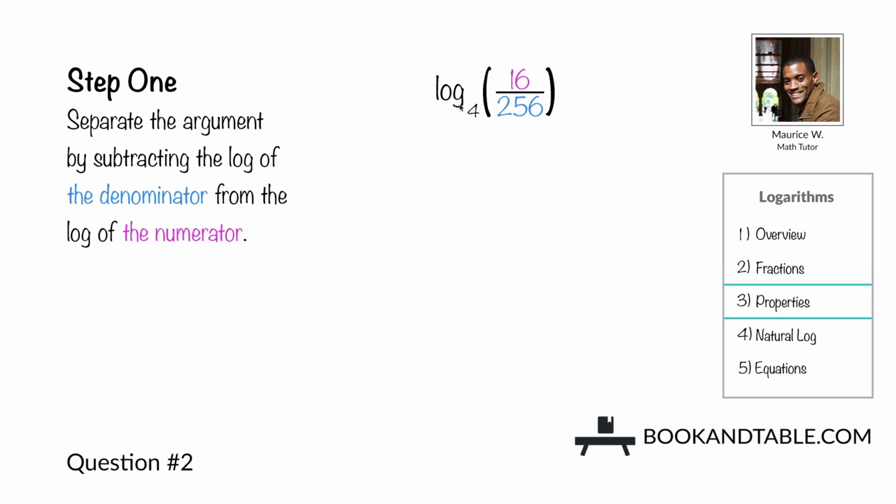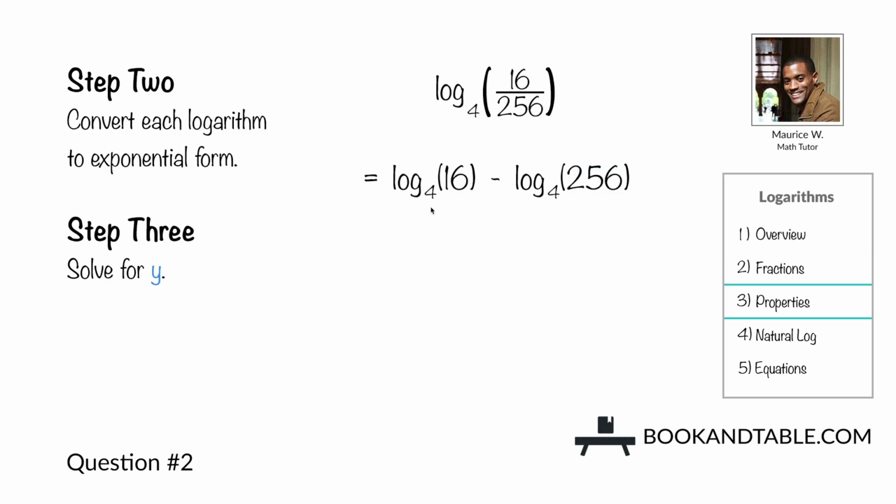We are given the log of base 4 of 16 divided by 256. So step 1, we separate the argument by subtracting the log of the denominator, 256, from the log of the numerator, 16, giving us the log of base 4 of 16 minus the log of base 4 of 256. And each of these terms can be simplified further. So we want to convert each logarithm to exponential form and then solve for y.